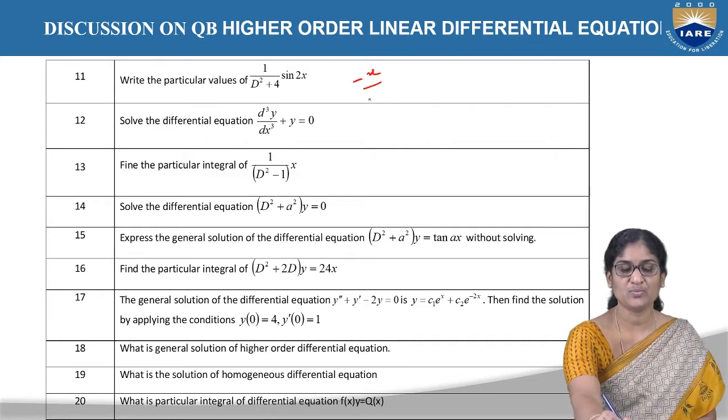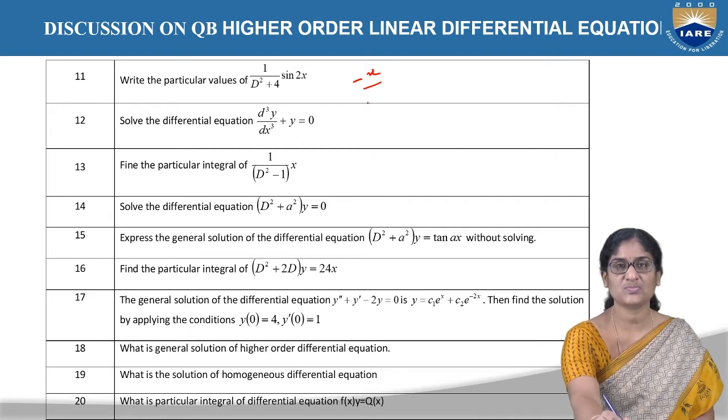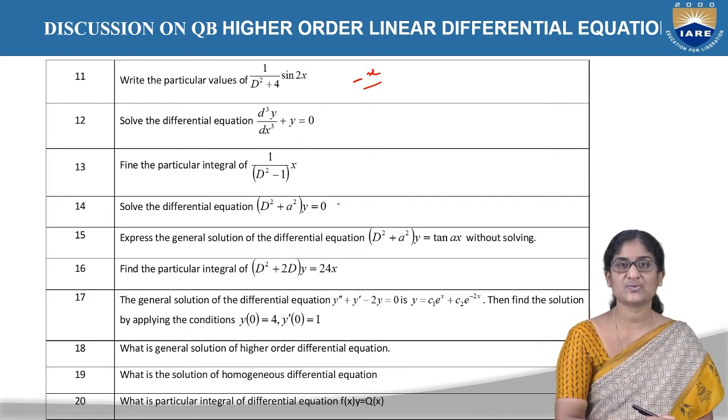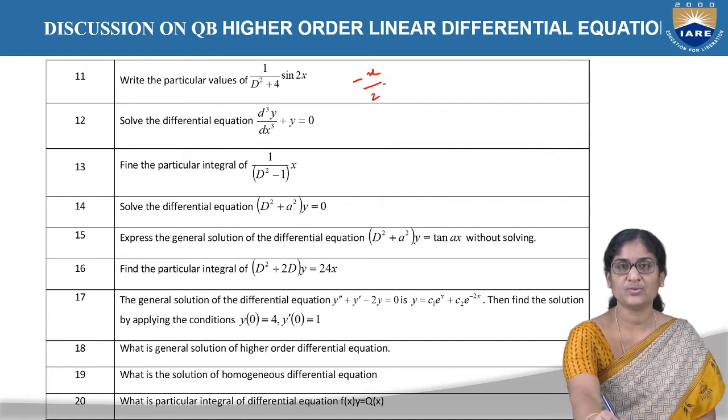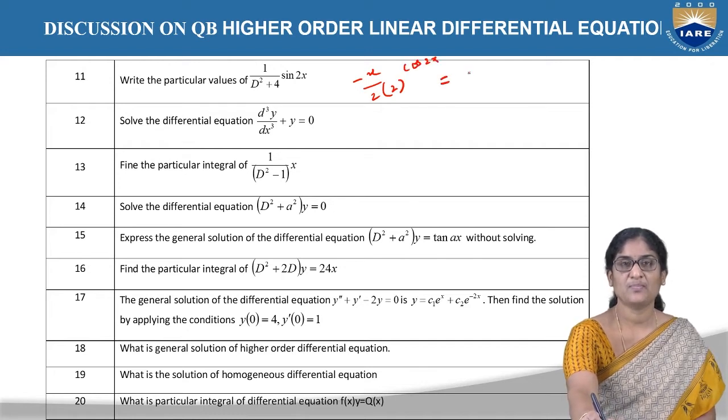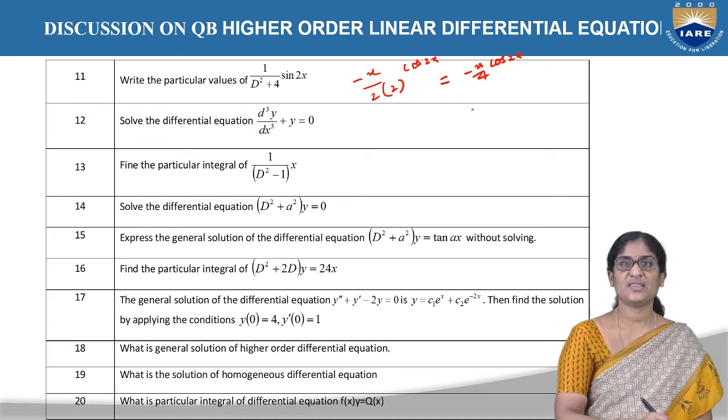A is nothing but 2, because d square plus 4 has to be compared with d square plus a square. So a square is equal to 4, or a is equal to 2. So x by 2 into 2, instead of sin we will be having cos 2x. So that is nothing but minus x by 4 cos 2x, the particular integral for the 11th question. Going to the 12th question.